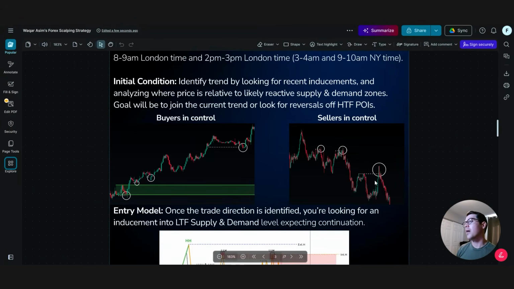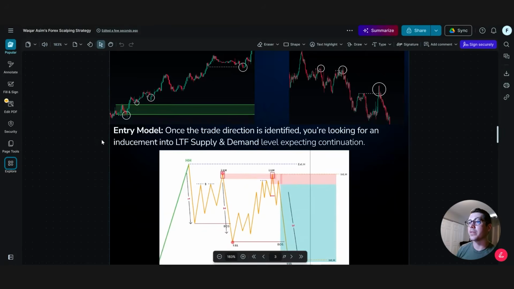Instead of seeing really strong breakout and continuation, we're failing to displace these levels and seeing those reversals. So it's basically showing you buyers are in control versus sellers are in control. So it's a great way to visualize it.